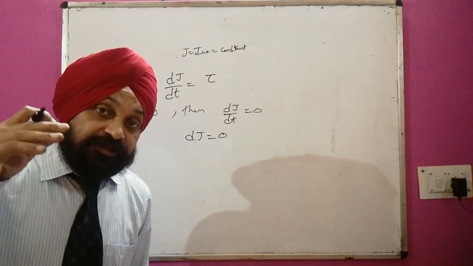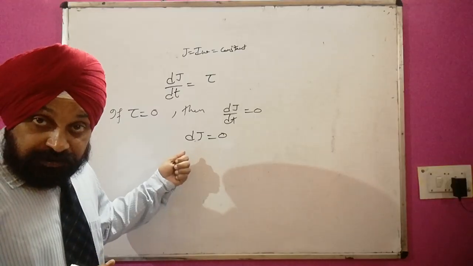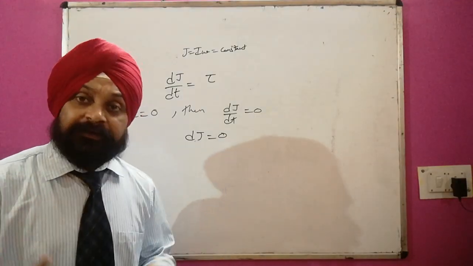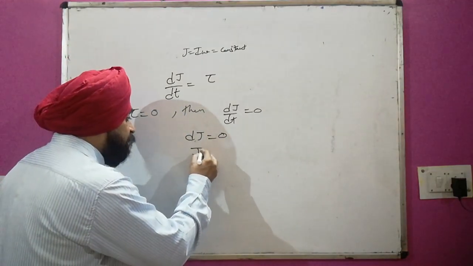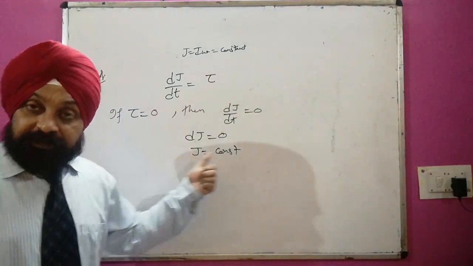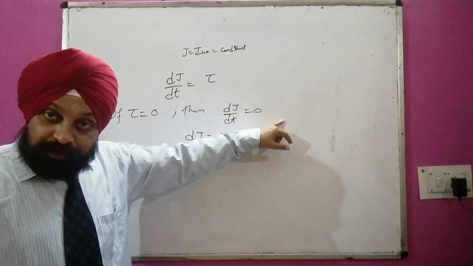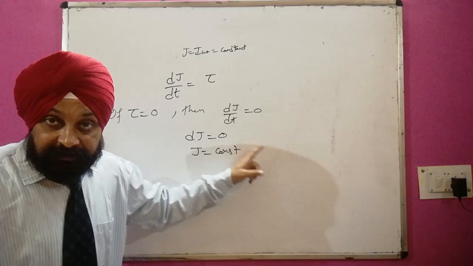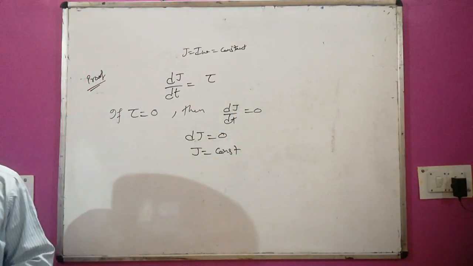dJ is what? Change in angular momentum. And what this is saying is that change in angular momentum is zero. It means angular momentum is not changing. So dJ equal to zero simply means J equal to constant. This is for your remembrance. But keep in mind, generally, dJ upon dt equal to zero can straight away be written as J equal to constant. If this is clear to everyone, quickly thumbs up so that I can proceed further.